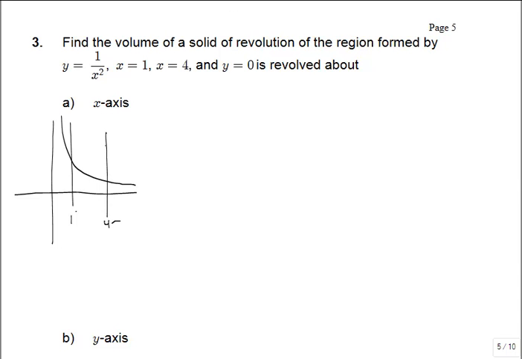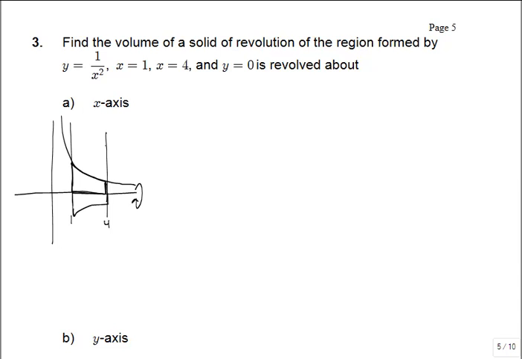And y equals 0 is just the x-axis. So the region bounded by these 4 curves is this shape right here in the middle. Okay? So we want to rotate this around the x-axis. So the mirror image would look something like this. Now, on this particular example, I want to show you 2 options here.